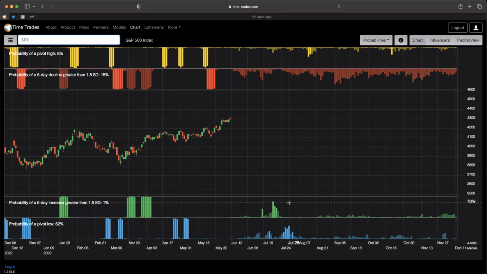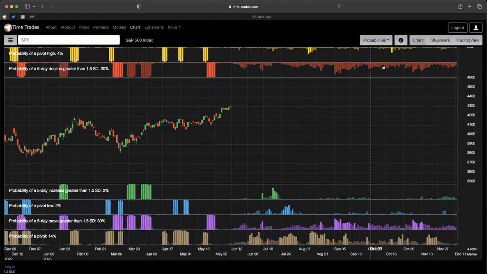And to do that, I introduced a set of non-directional probabilities. And these options are hiding here under this dropdown. And we now have the ability to choose between directional, non-directional, and both. So if we go to both, then we get 2 additional lanes on the bottom. And the purple is probability of a 5-day move in any direction. And the brown is the probability of a pivot, either pivot high or pivot low.